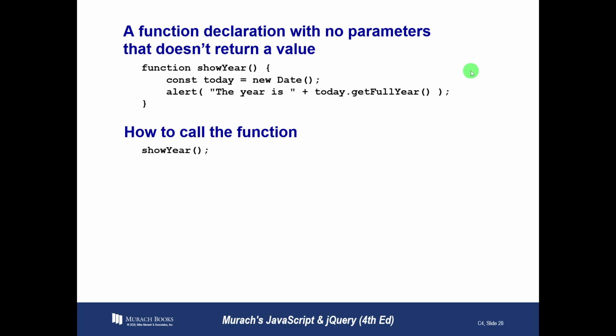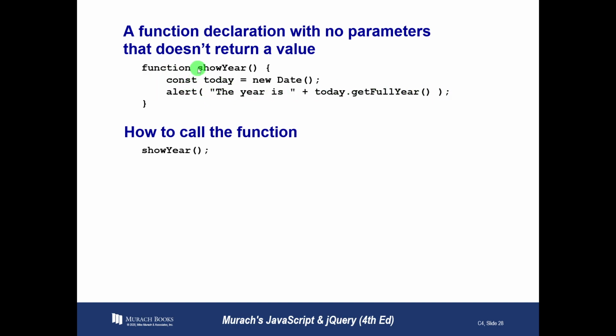So here's an example. This is a function. It's called show year, and you can tell by the name of this function that it's going to show us a year. Good name. So we declared a constant called today, and it's a new date object. So we talked about date objects in a couple previous videos. So we create the new date object, which will have today's date in it, and we assign it to this constant called today. And then it's going to alert this year is, and it's going to use the getFullYear method of the today object to tell us what year it is. So this is a little function.